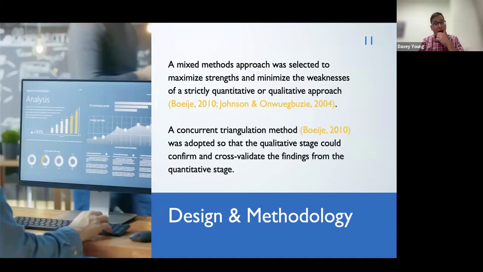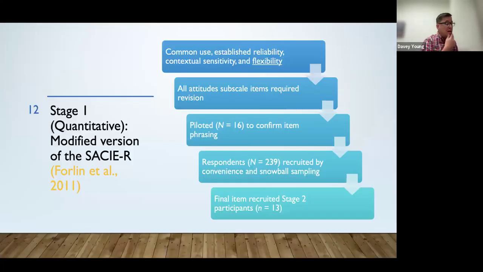And so I adopted a mixed methods approach to maximize the strengths and minimize the weaknesses of a strictly quantitative approach. Specifically, I used a concurrent triangulation method so that the qualitative stage could confirm and cross-validate the findings from the quantitative stage. So in other words, this was a two-stage design. I had a quantitative stage that was conducted first, and a qualitative stage that was conducted second to validate the findings from the first stage. And I'll describe these briefly now.